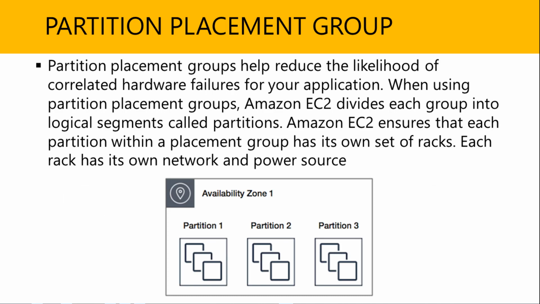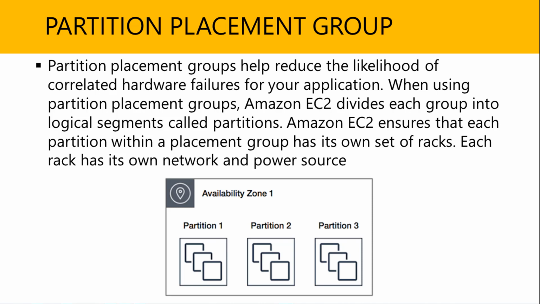Next, let's take a look at partition placement groups. That's one of the strategies that you can also use. They simply help reduce the likelihood of correlated hardware failure for your application. When using these partition placement groups, EC2 divides each group into logical segments called partitions. This is similar to your disk partitions, right? You have a C drive, you have a D drive, and you have an E drive, F drive. So think of those in layman's terms as EC2 going to take these instances and place them into logical partitions.